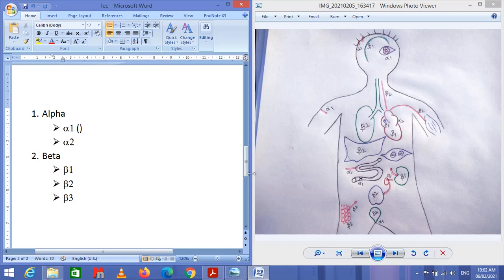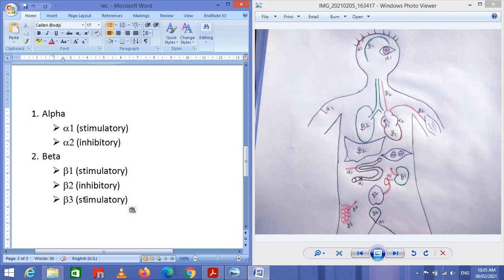The alpha 1 and beta 1 receptors are always stimulatory. Similarly, the alpha 2 and beta 2 receptors are inhibitory in the majority of cases. Likewise, the beta 3 receptor is sometimes considered a subtype of the beta 1 receptor, so the beta 3 receptor is also stimulatory.